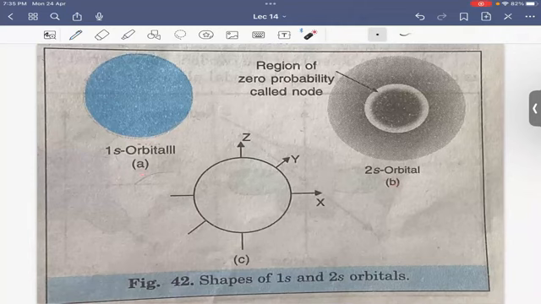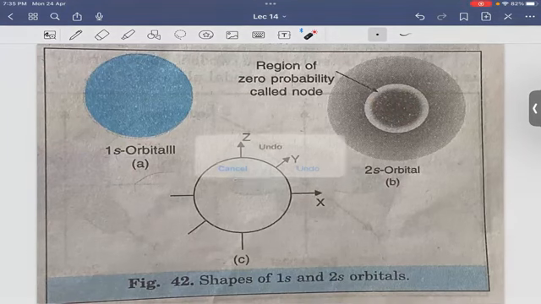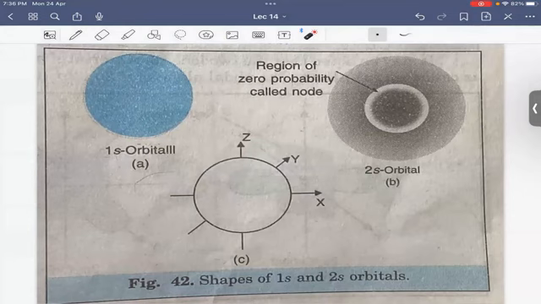This is 2s orbital, and these are the directions, the coordinate axes, right? It is observed that the density of charged cloud is maximum at the nucleus and decreases with increase in distance from the nucleus, right? This is the region of zero probability, which is also called a node, right? So 2s orbital is also non-directional and spherically symmetrical. In this case, the probability density is maximum at the nucleus and becomes small at larger distance.